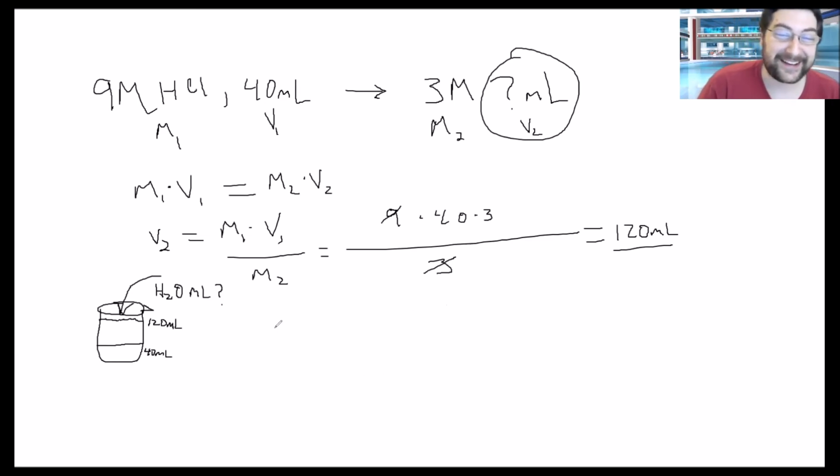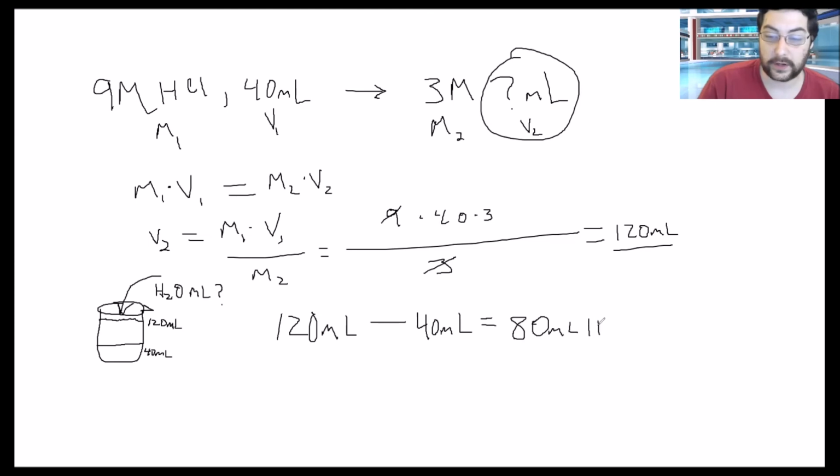All right. So yeah, we want to subtract 120 milliliters. We're going to subtract the 40 milliliters that was already there because that 120 is our total volume. And so that means that we had to add 80 milliliters of water in order to get to that total final volume. And that's it.